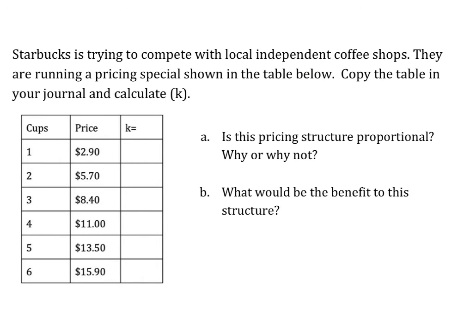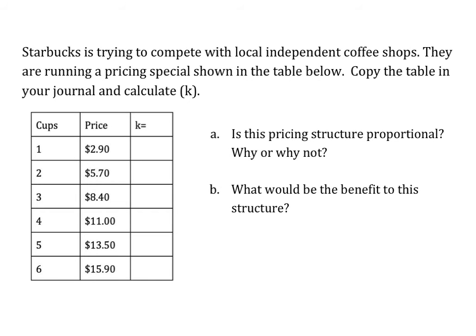And so lastly here, we have Starbucks trying to compete with a local independent coffee shop by running a special pricing model. So I'm going to start calculating my K's here. In this case, we are given a full set of data, and all we need to do is decide if they're proportional. So I'm going to go ahead and start calculating. I know that 290 divided by 1 is just 290. And I can say 570 divided by 2. Do that calculation, and it is 285.